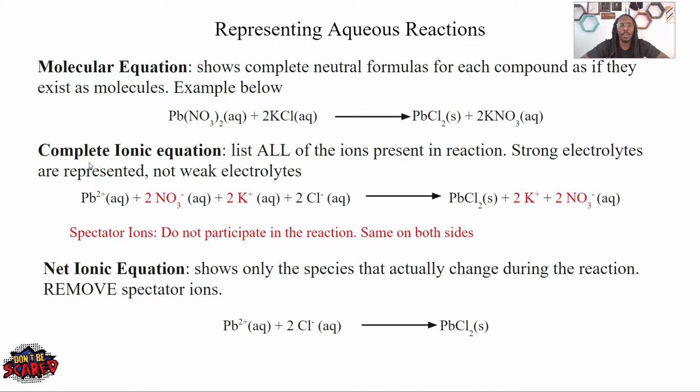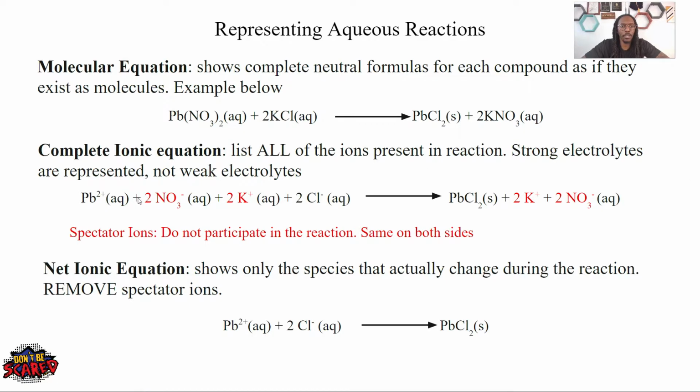So let's talk about complete ionic equations. Complete ionic equations is basically we're listing everything. We're going to list all of the ions present in our reaction. Remember though, the only time that we're ever going to see our ions is if we have those strong electrolytes. So strong electrolytes are going to be represented here, not our weak electrolytes. The reason being, if you guys remember, check that old video out, is because they're partially ionized. So we really can't show weak electrolytes because they're partially ionized. Now, strong electrolytes, we can show that.